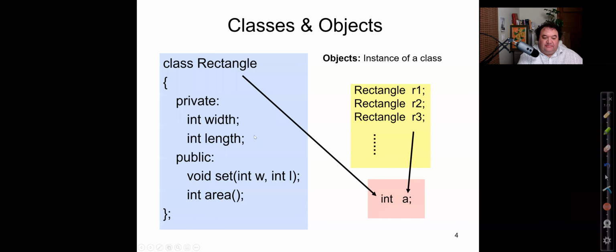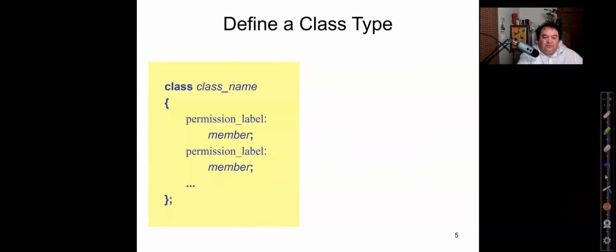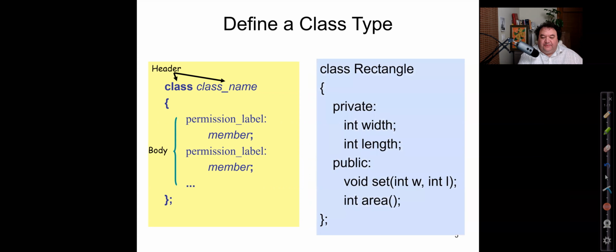And by the way, those can happen multiple times, so you don't have to group all the private or public stuff together. So this is the header, the body, and we see the match with the example we just gave. The name of the class is rectangle, the keyword is class. The permission labels are in this case private and public. And then the various members are variables and methods and functions that are part of the implementation of the class.